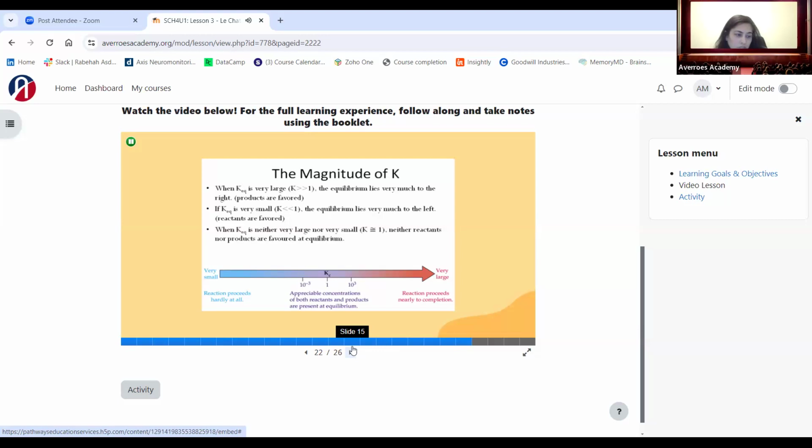Right, so if it's very small, your reaction proceeds hardly at all. If it's sort of in the middle, you have appreciable concentrations of both reactants and products. But if it's very large, your reaction will proceed nearly to completion, right? It lies very much to favoring the products.